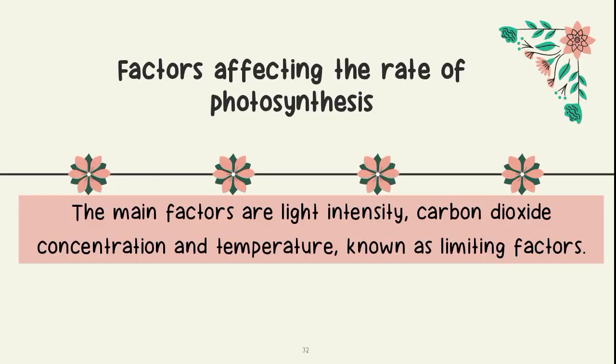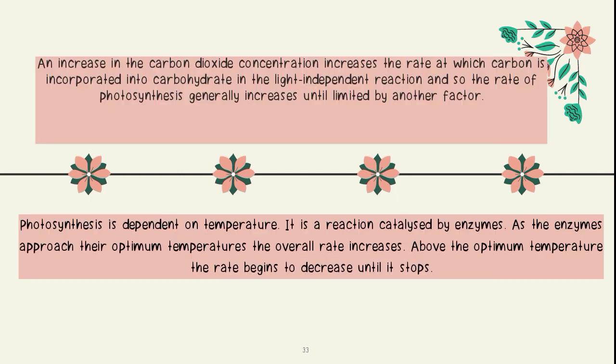So the factors affecting the rate of photosynthesis are the following: the carbon dioxide concentration and temperature. These are known as the limiting factors. An increase in the carbon dioxide concentration increases the rate at which carbon is incorporated into carbohydrate in the light-independent reaction, and so the rate of photosynthesis generally increases until limited by another factor.